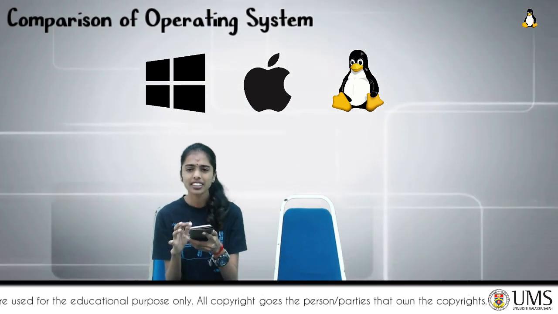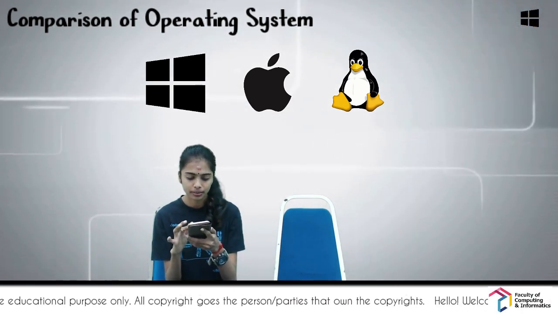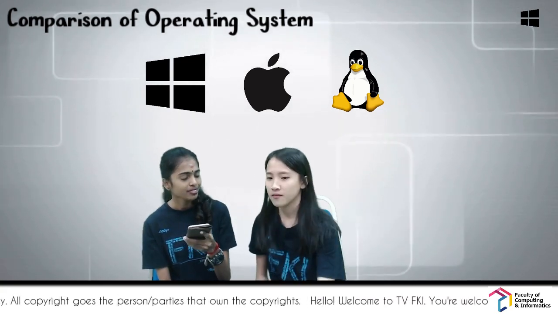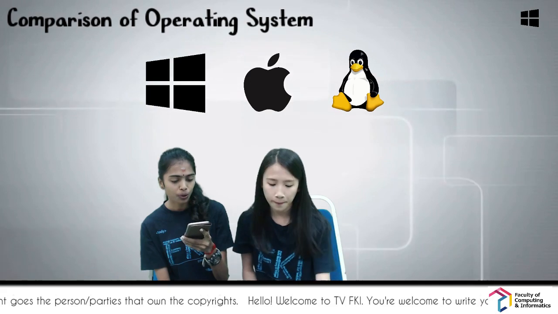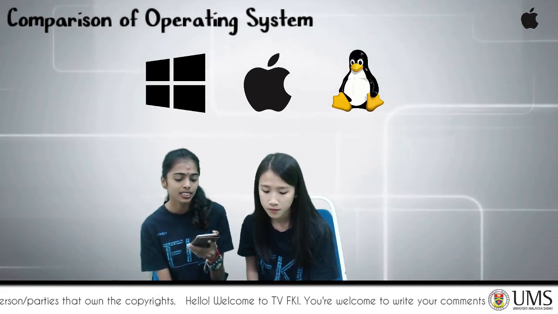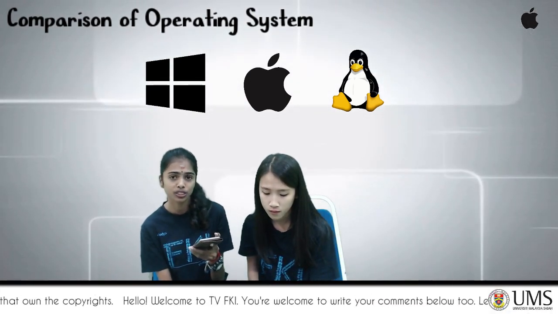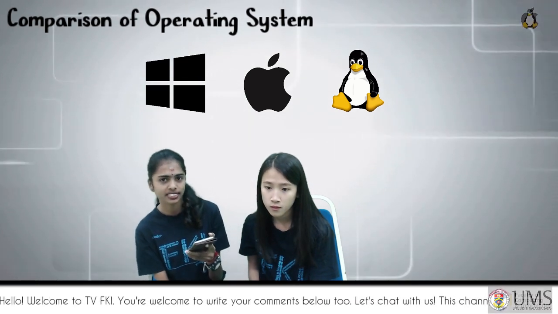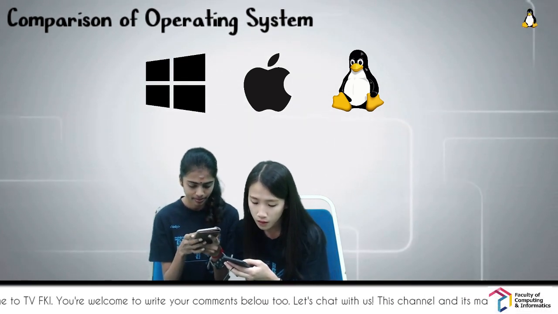Okay, what is an operating system? An operating system is software that allows users to run other applications on a computing device. Okay. The next.